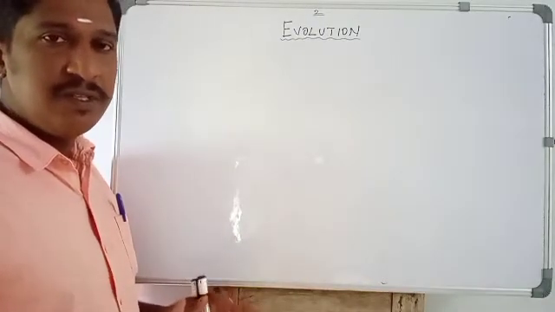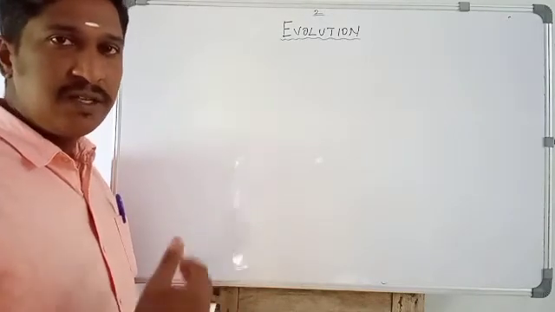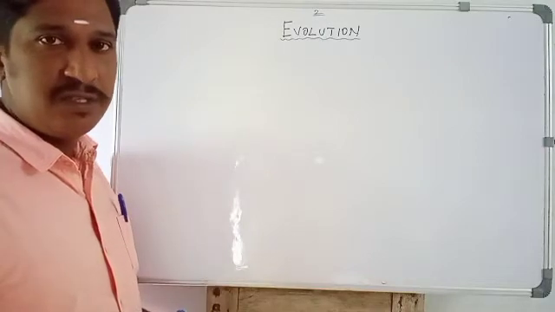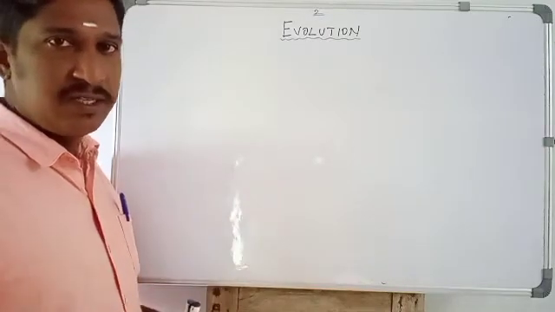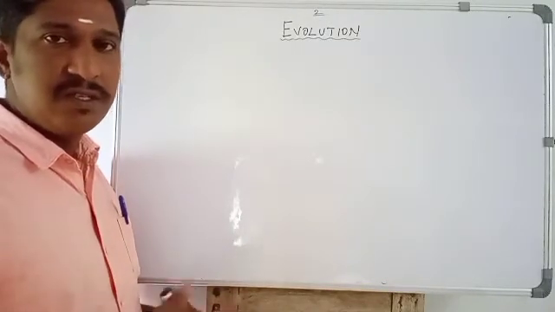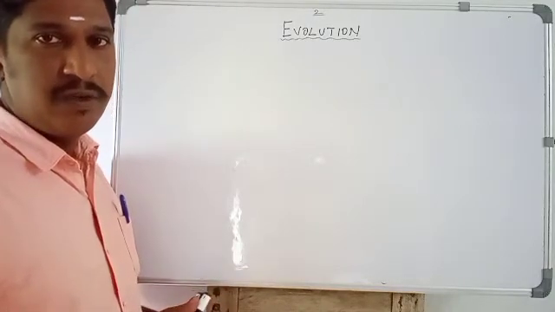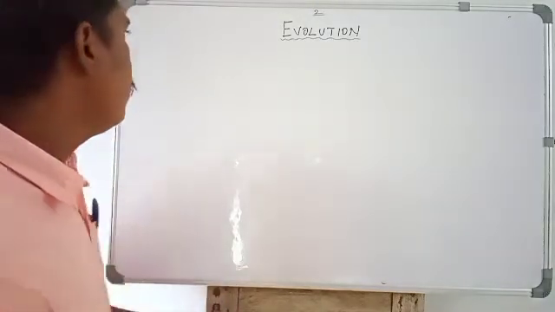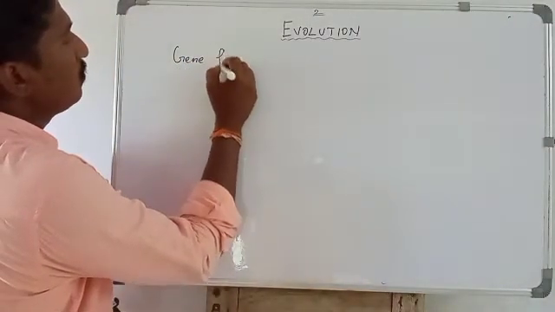New species will arise from a population. Okay, so this is microevolution. Now we are discussing the factors that change the gene frequencies. Already we discussed natural selection, and in the types of natural selection, we discussed stabilizing, directional and disruptive. Now we are going to discuss gene flow.